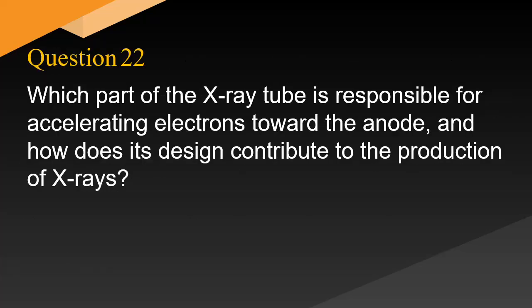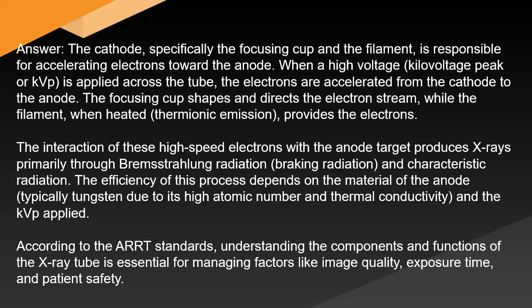Which part of the X-ray tube is responsible for accelerating electrons toward the anode, and how does its design contribute to the production of X-rays? Answer: the cathode, specifically the focusing cup and the filament, is responsible for accelerating electrons toward the anode. When a high voltage, kilovoltage peak, or kVp, is applied across the tube, the electrons are accelerated from the cathode to the anode. The focusing cup shapes and directs the electron stream, while the filament, when heated, provides the electrons through thermionic emission.